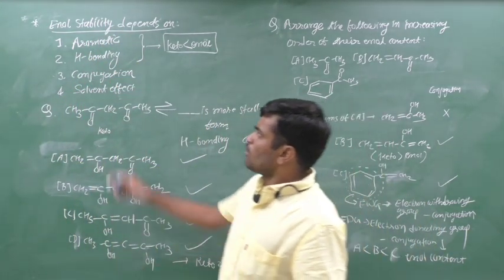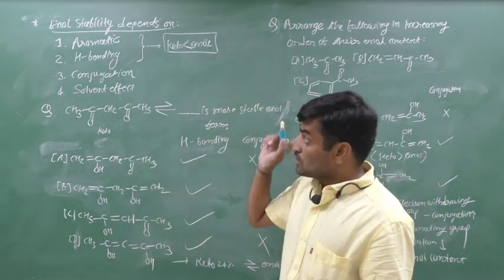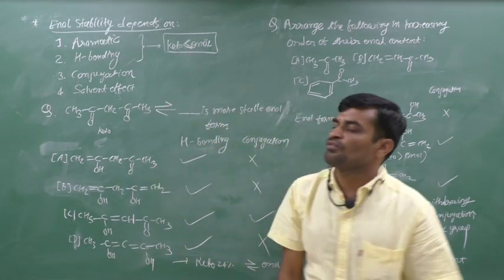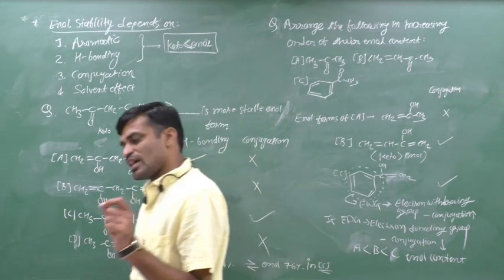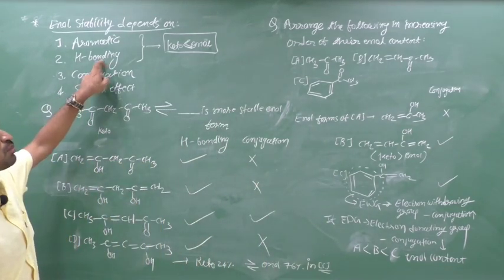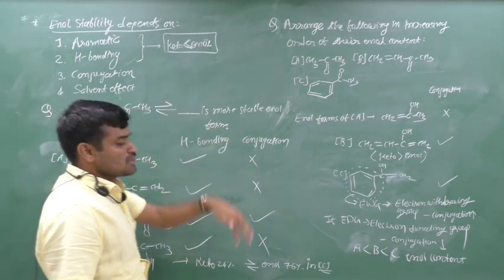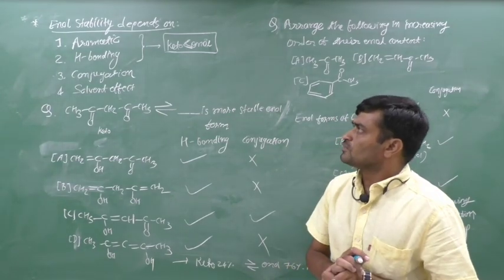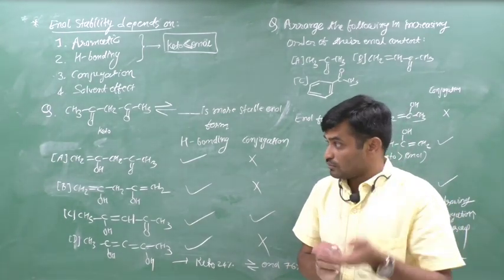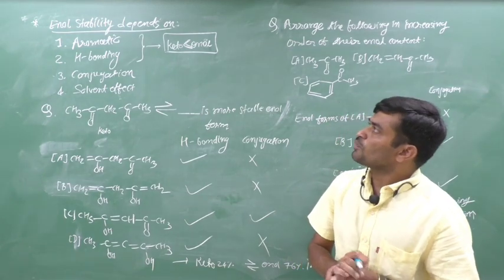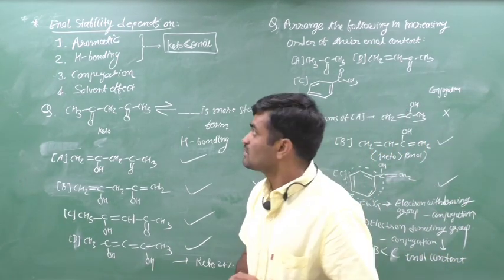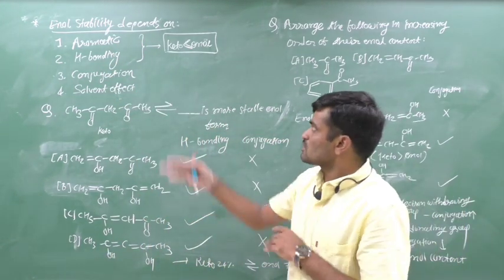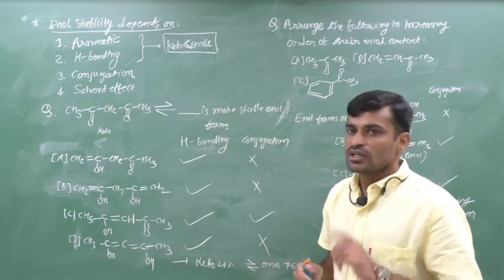If any compound has aromatic character and hydrogen bonding, generally in this case the keto form is less stable than the enol form. Generally, if any compound is aromatic or can have hydrogen bonding, then we can say that the keto form is less stable or less in amount than the enol form. Generally keto form is more stable than enol form, but if the compound has aromatic character or hydrogen bonding, then the condition is reversed, and the enol form is more stable than the keto form. Remember that.